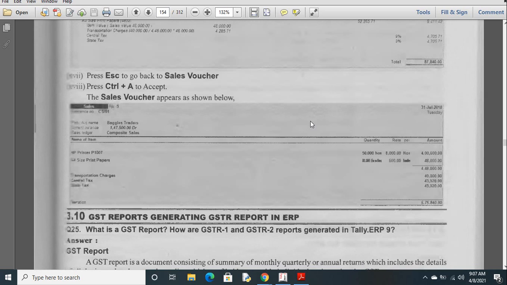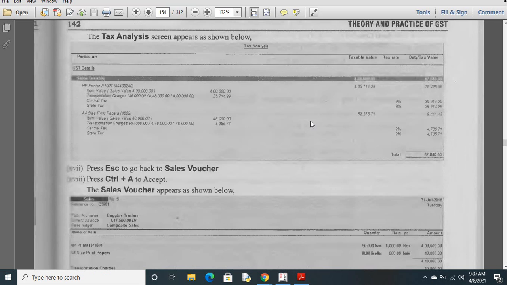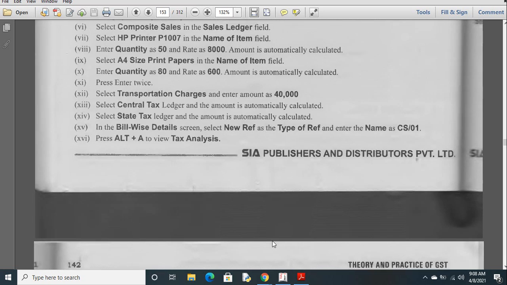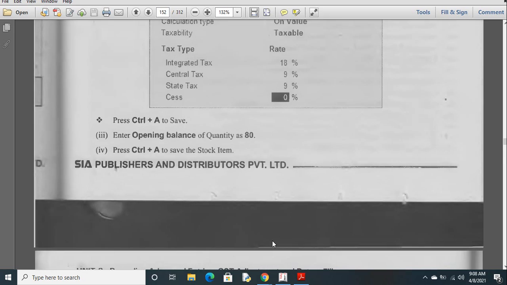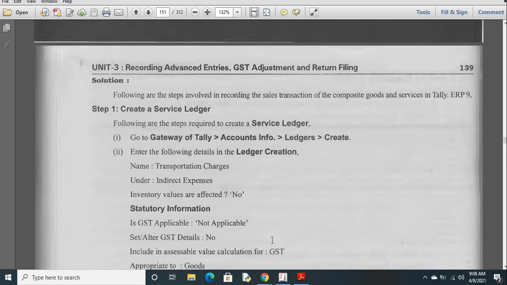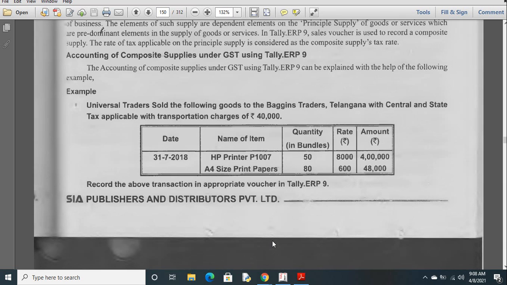Already we know how to generate GST reports. If you click on display and GST R1, automatically you will get all the reports. Simply if you enter any transactions, these reports will come automatically. We have no need to do anything with this. So now we will see one transaction, that is composite supply.